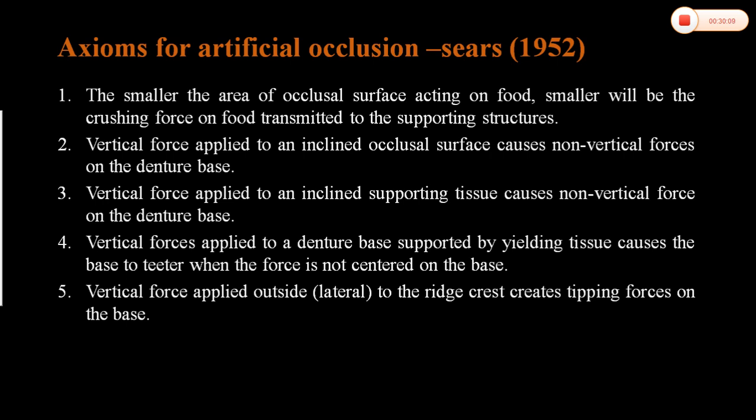So as we already saw previously, the teeth have to be set on the crest of the ridge, close to the crest of the ridge, to create functional balance. If you place your artificial teeth outside, lateral to the crest of the ridge, they create tipping forces. For example, mandibular teeth: if you set them too buccal to the center of the ridge, because of the cheek forces, it will be tilting.